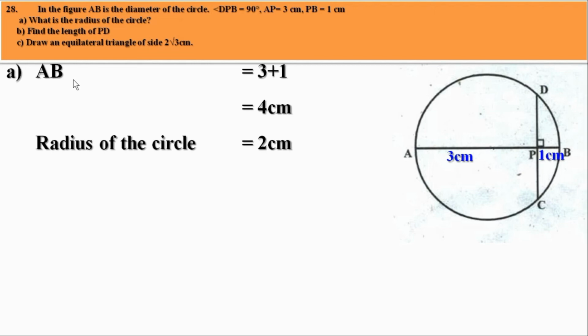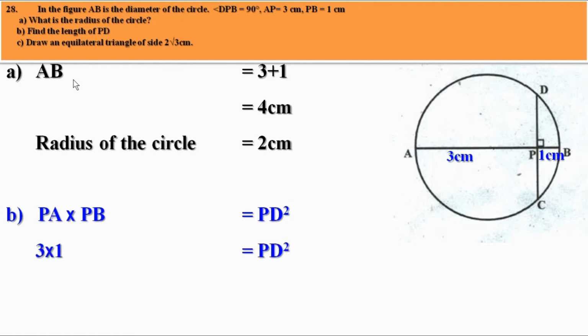We know PA into PB equals PD square. Here PA is 3 and PB is 1, therefore we can say 3 into 1 equals PD square, or PD square equals 3. Therefore, PD equals root 3 centimeter. Since PD is root 3 centimeter, PC is also equal to root 3 centimeter.